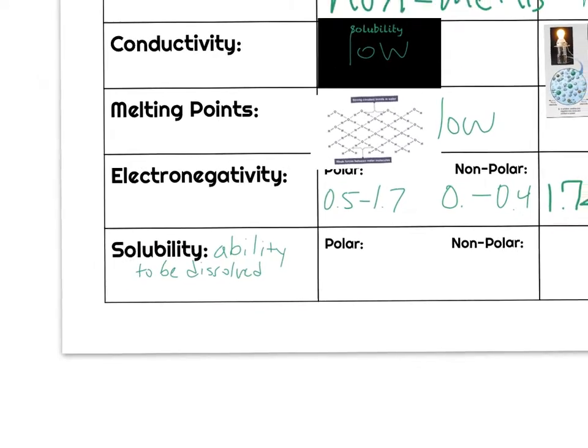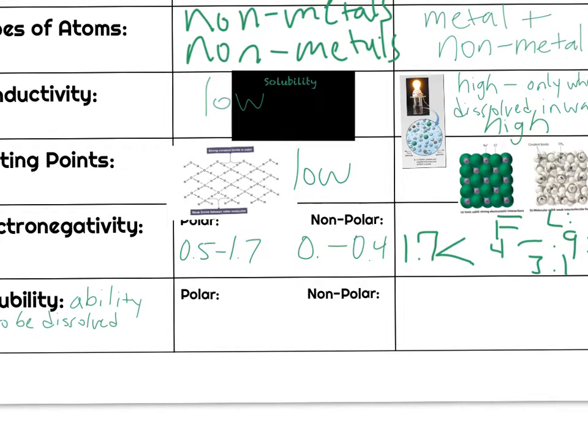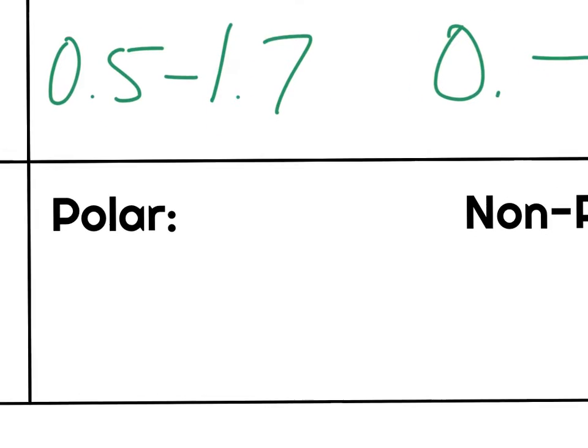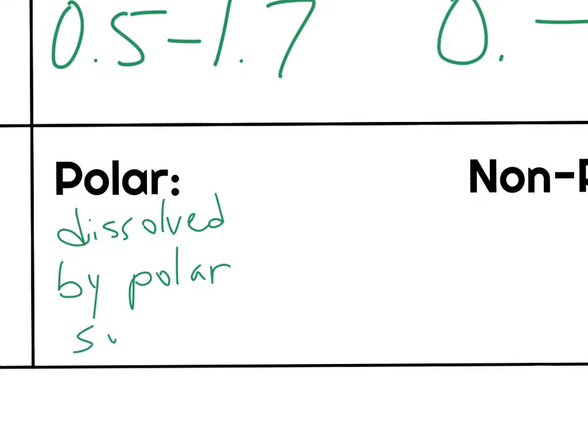Okay, and solubility is going to be different for a number of different things. For instance, something like a polar covalent bond is going to be dissolved by polar solvents. You're going to write this down, and we'll talk more about this when I get back on Monday.